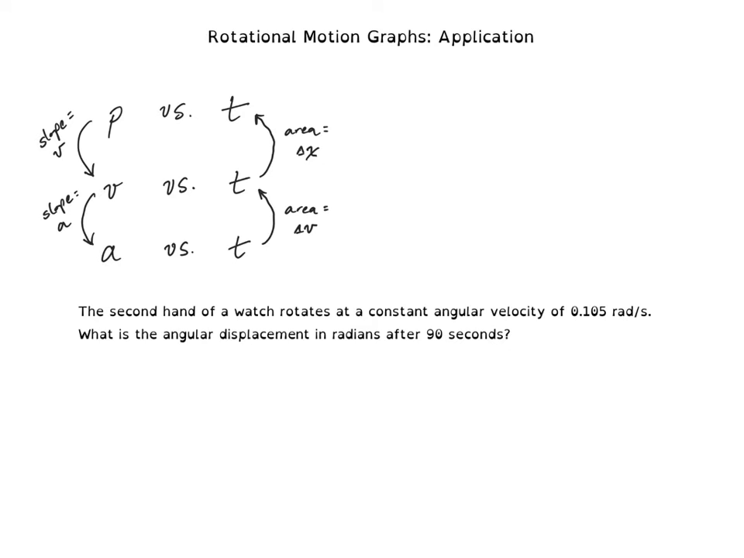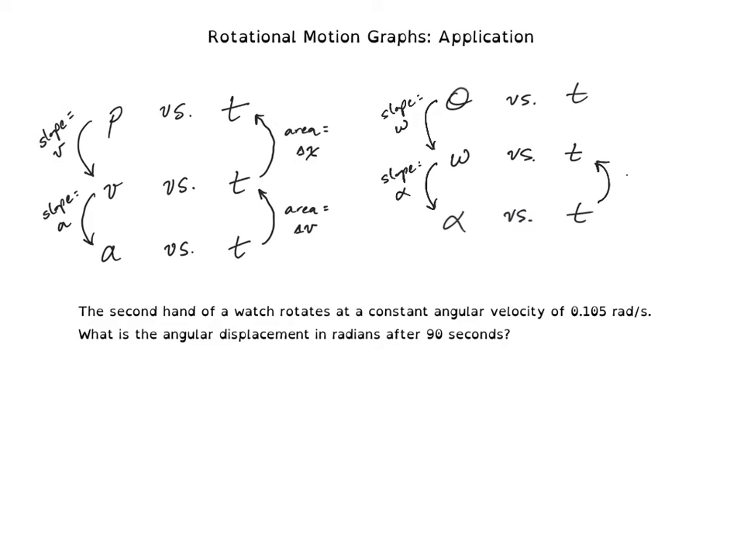Now, I can do this same sort of graphic for rotational motion graphs as well. I can say an angular displacement versus time graph, an angular velocity versus time graph, and then an angular acceleration versus time graph. Well, these are going to give me the same exact things that we see over here. So from an angular position versus time graph, the slope is going to give me my angular velocity. From an angular velocity versus time graph, the slope is going to give me my angular acceleration.